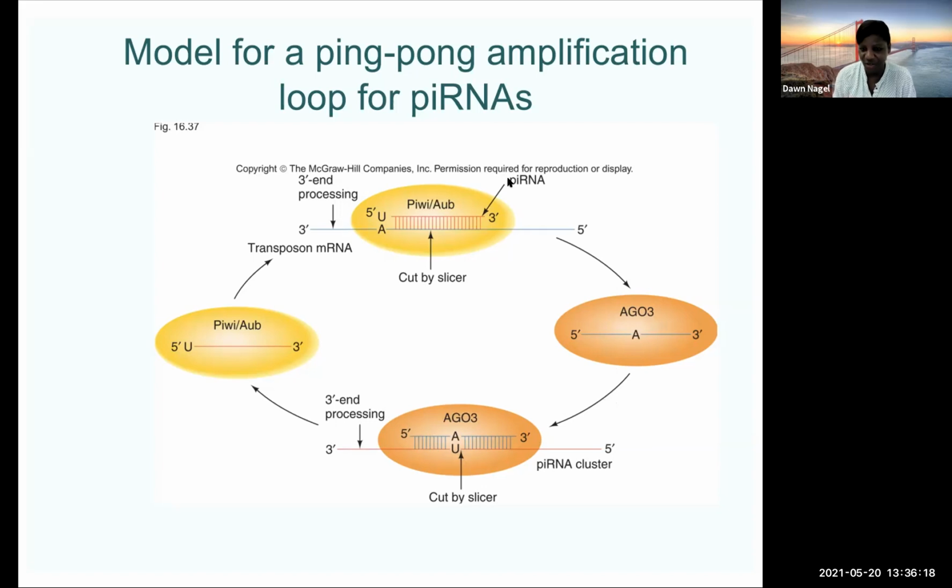So you're using one to silence the other, and then it's coming back, and that's what you're using. If you think of a ping pong, it's where you're hitting something and it's coming back to you, right? So you're cleaving this target mRNA, and that's what's being used again to go back. And ping pong is kind of a weird name because there are particular transposons that are actually called ping and pong in plants. So in this case, it is just based on the mechanism as they see it.